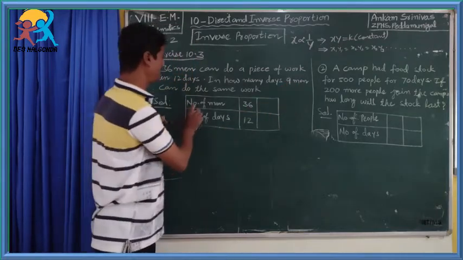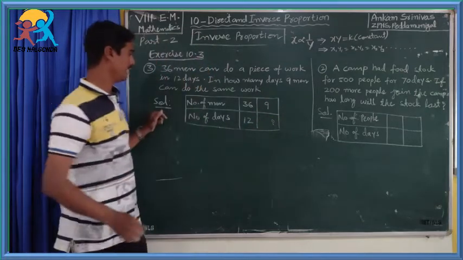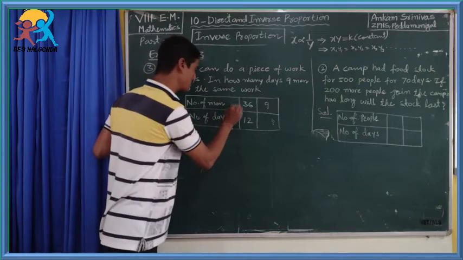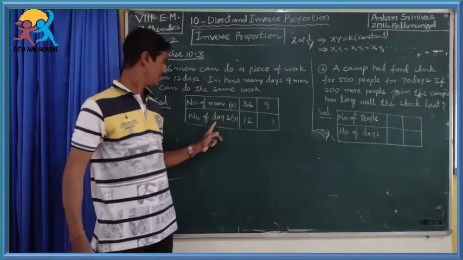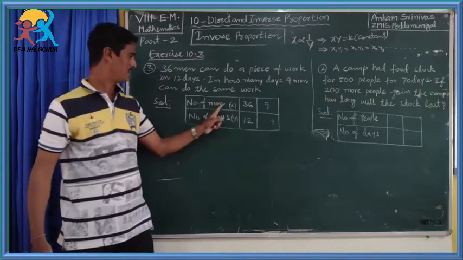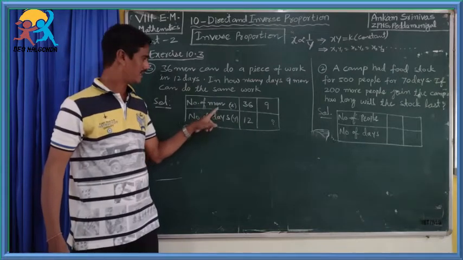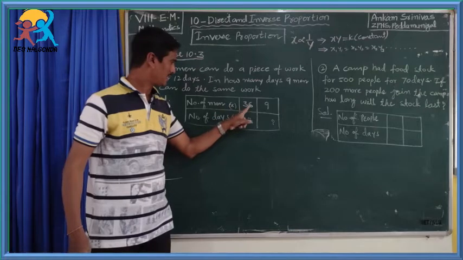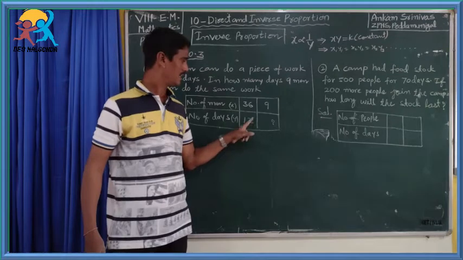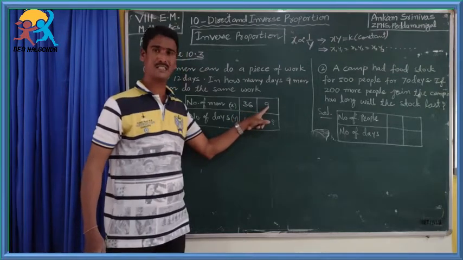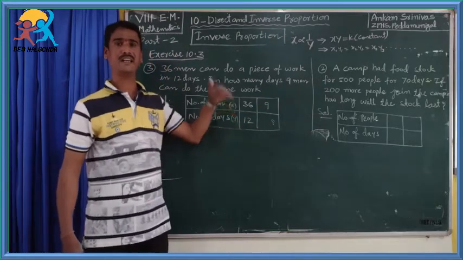for 9 men? 9 is the number of men given. We have to find the number of days. Here, the number of men, let us suppose, is the x quantity and the days is the y quantity. Let's compare these two quantities. If more workers, then days will decrease. Here, number of workers 36, then number of days to complete the work 12 days. Number of workers is decreasing, then what happens? The number of days will increase.